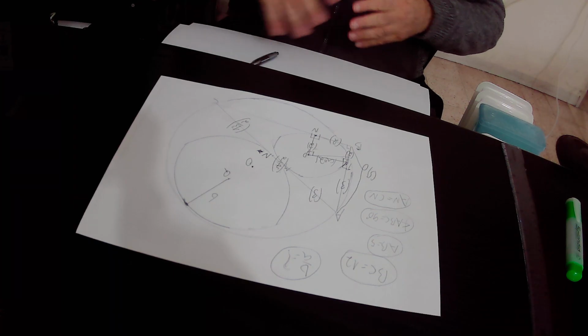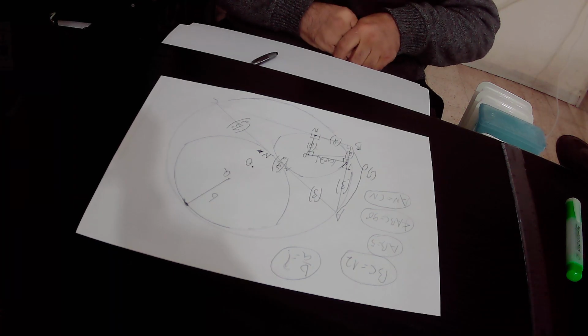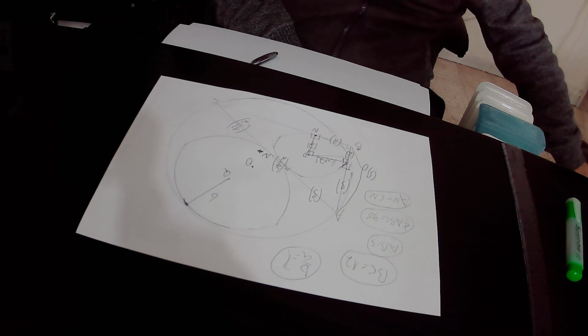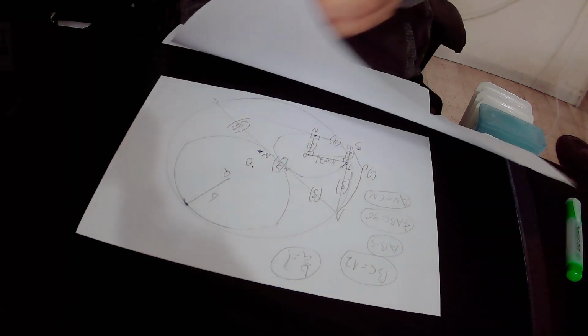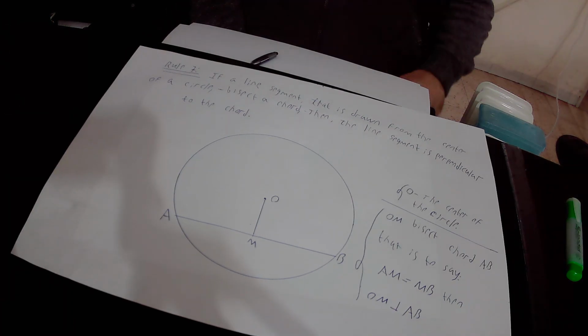In the next step, I present to you rule number 7, and we will implement rule number 7 in our drawing. Moving to rule number 7: if a line segment that is drawn from the center of a circle bisects the chord, then the line segment is perpendicular to the chord.